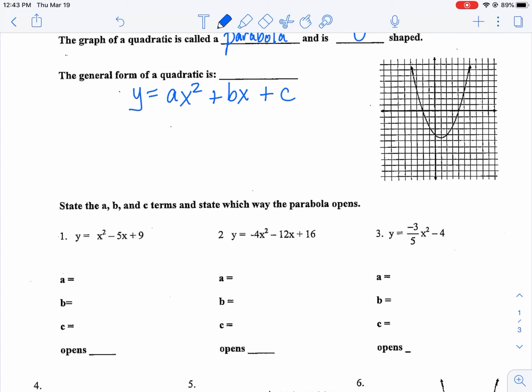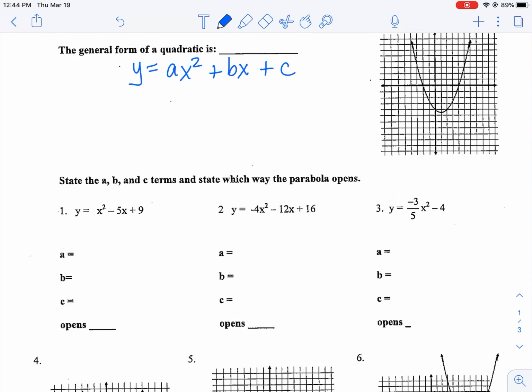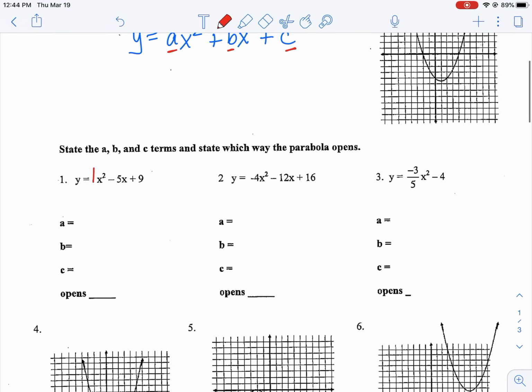Okay, so now let's see about these parabolas. We want to state a, b, and c and state which way the parabola opens. Remember, a is the number in front of your x squared, b is the number in front of the x, just the number, not the variable, and c is the number by itself. So if we look at number 1, there's not a number in front of the x squared, but that's okay. We'll put a 1 right there. And now we have a is 1, b is negative 5, and c is 9.